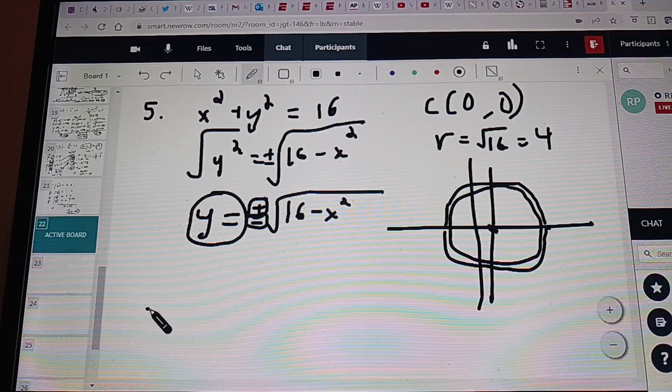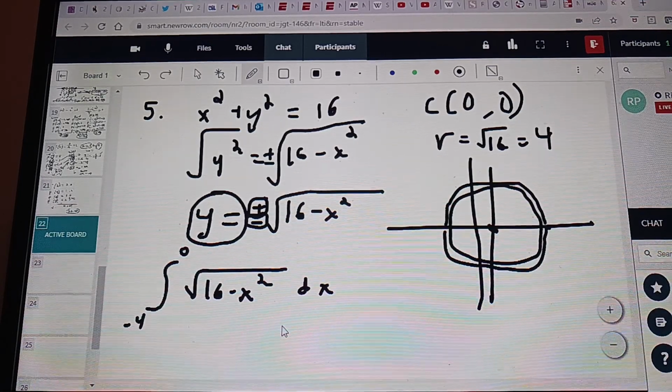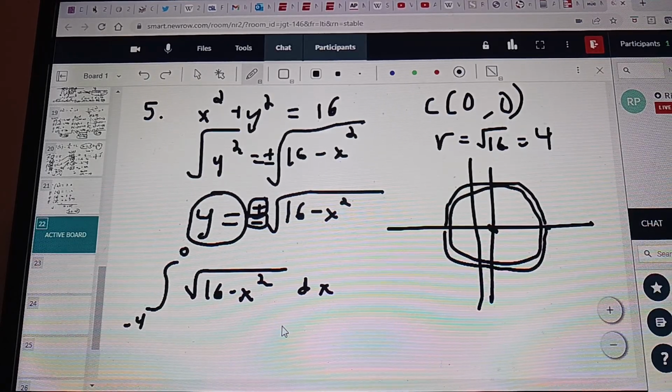So actually what I have here is integral from -4 to 0, and then they have the positive square root of 16 minus x squared. We're going to do this in section 7.4 actually as is. There's the antiderivative of this. But for now, they want you to use a geometrical formula, the formula of a circle. Circles have an area of pi r squared.